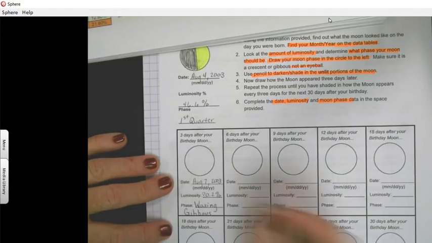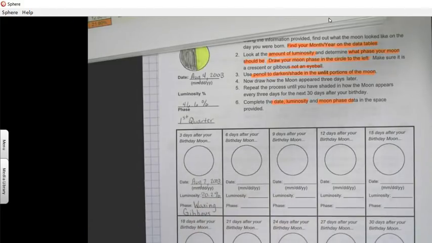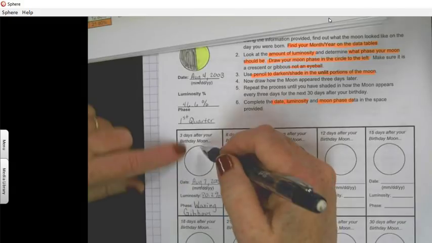Make sure that you are writing out the words. Do not use abbreviations and do not use WG or WC. If you do WG or WC, I don't know if you're talking waxing or waning, and therefore it will get counted wrong.